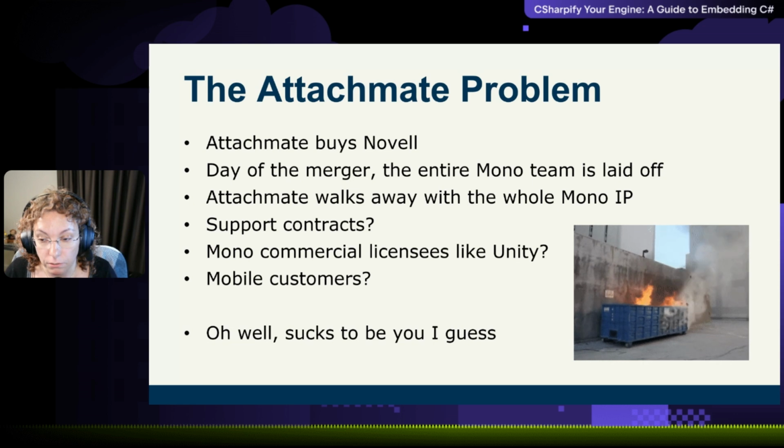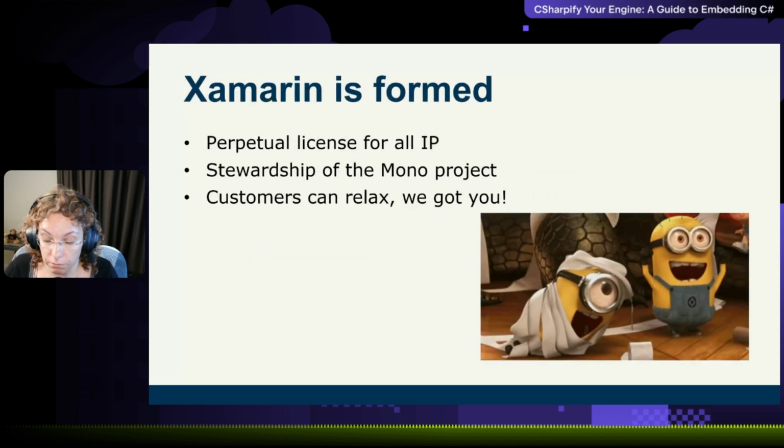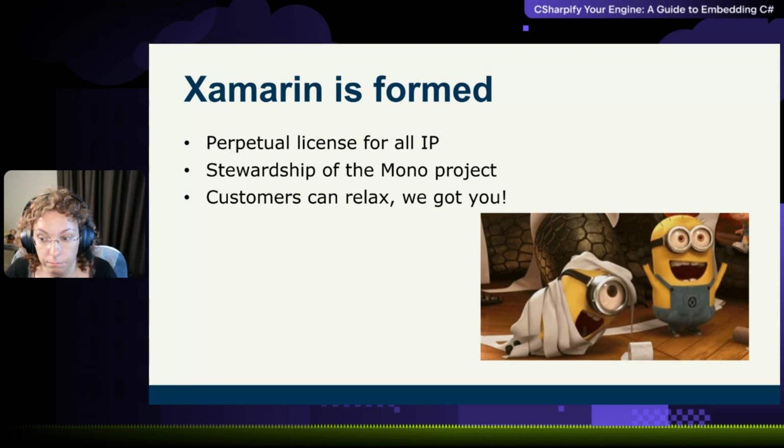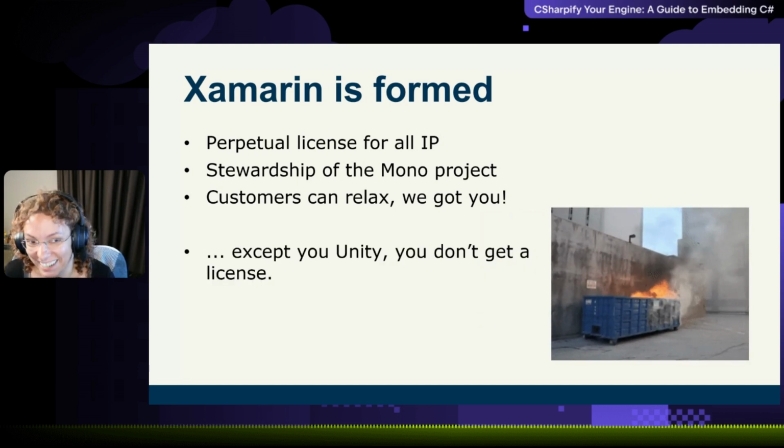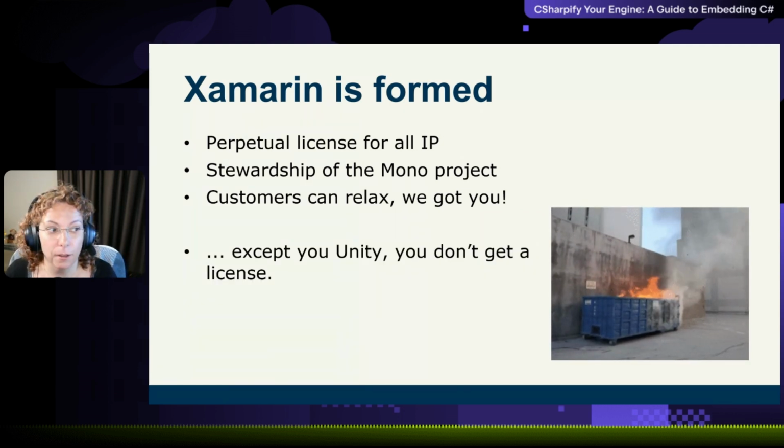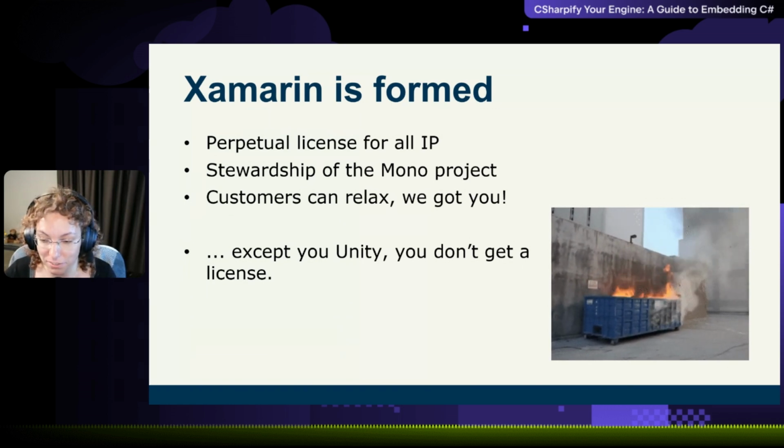And Xamarin was created, which took the IP from Novell and ran with the Mono projects and gave license to everyone. So we can still embed C#, except Unity. Unity didn't get a license. This is where IL2CPP exists because of this licensing problem.